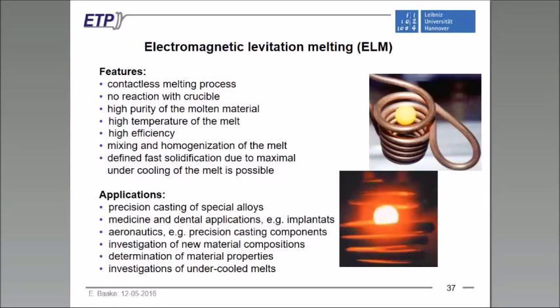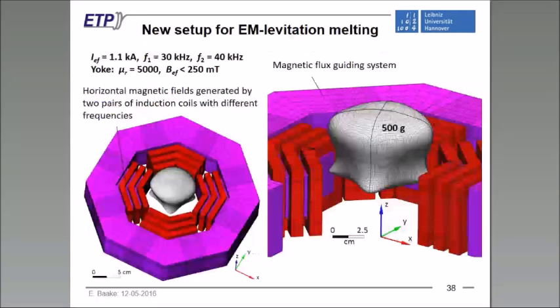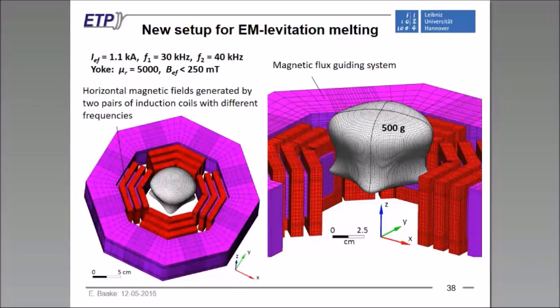This classical electromagnetic levitation melting is limited, because we have no acting forces at the center of the melt when we are using conventional cylindrical coils, as you can see here in this picture. That is why we have developed a new setup for electromagnetic levitation melting, which is working with horizontal magnetic fields. These horizontal magnetic fields are generated by two pairs of induction coils with different frequencies. As you can see in these pictures, the two pairs of induction coils are located left and right, and up and down of the molten charge, and they are generating a horizontal magnetic field. This gives us the future possibility to melt bigger masses even in the electromagnetic levitation melting process.